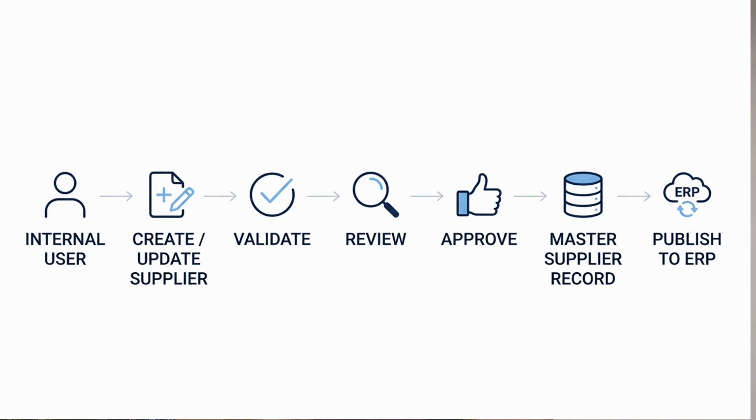This will be an internal application. The internal business users will use this portal to create suppliers, update supplier information, review it, validate it, and manage the supplier's master data. Once the information is properly reviewed and approved, the trusted supplier information can be published to the company's ERP system. So it's very simple. An internal user creates or updates a supplier, then it will be validated, reviewed, and approved. Then it will be published to ERP.